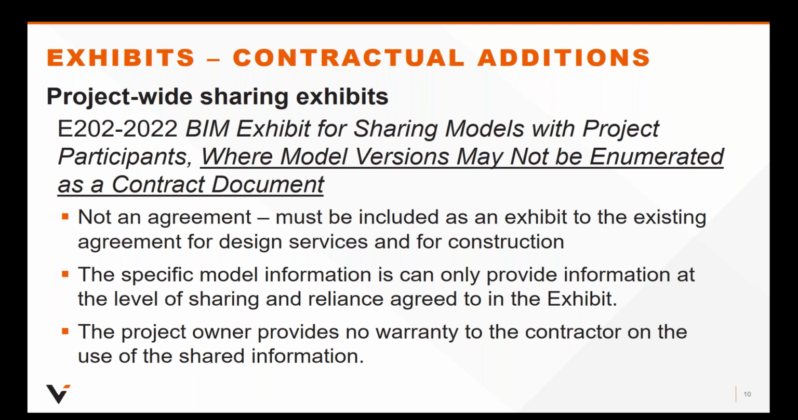Like E201, E202 is not an agreement. It will not stand alone. It must be included as an exhibit to the existing agreements for design services or construction. Both E201 and E202 are intended to be used where all the project participants will be sharing model information. The difference between the two documents is that E201 permits model versions to be enumerated as contract documents, as part of the contract documents, and E202 does not.